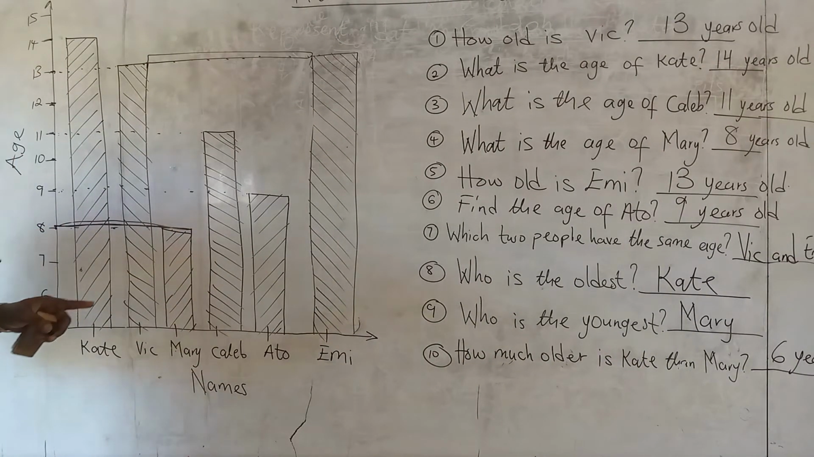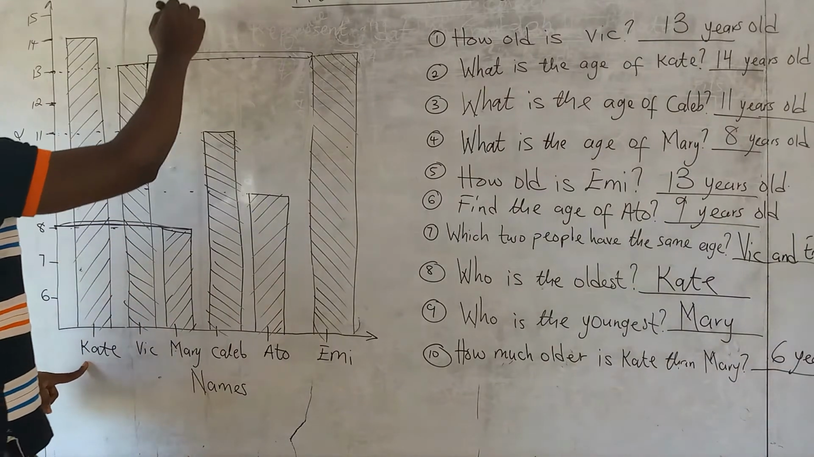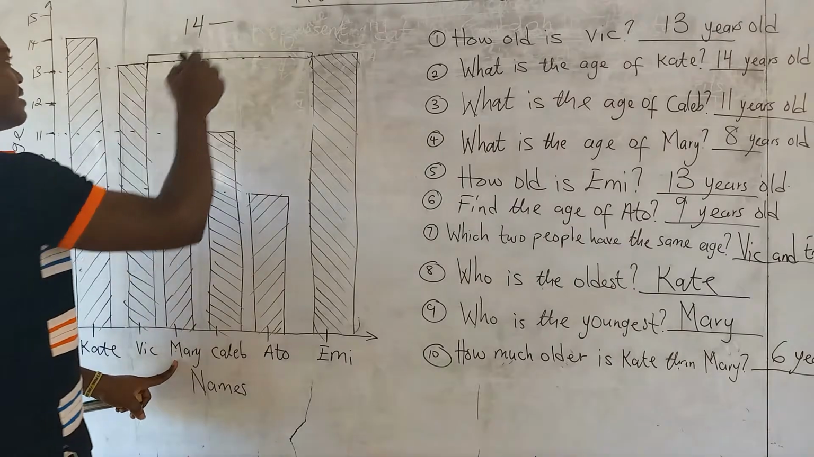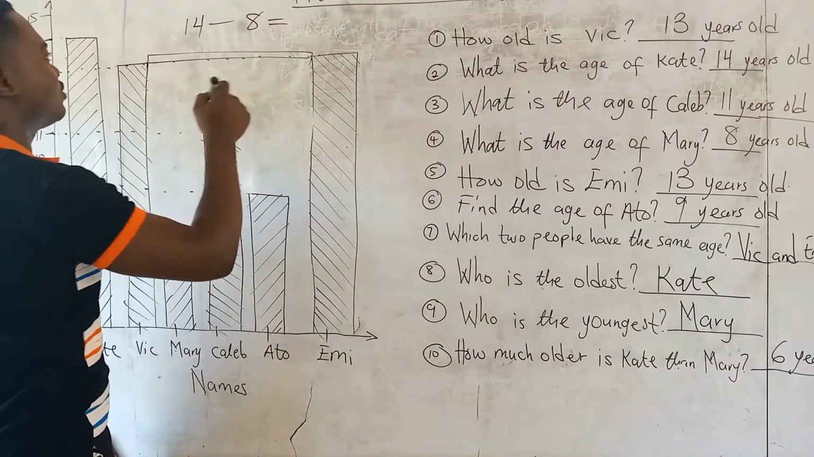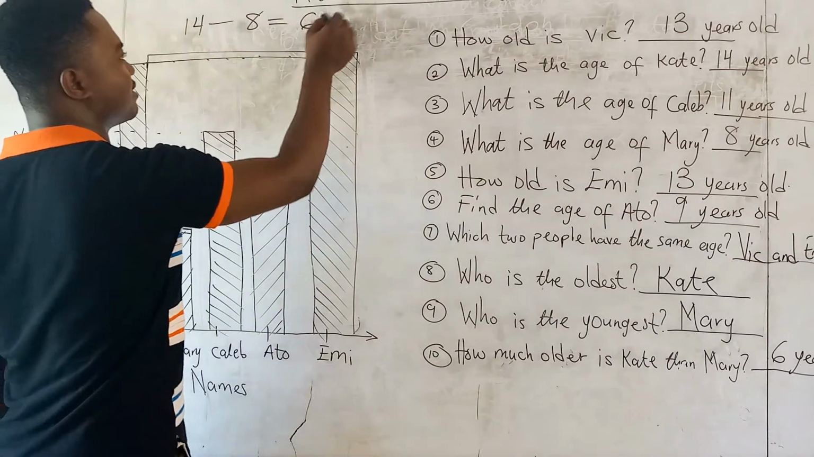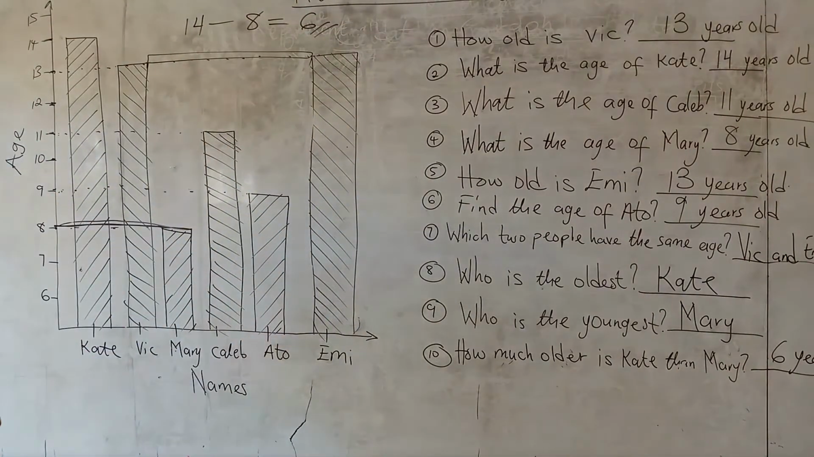6 years older. So to get it, you find the age of Mary. You can even do a simple math. Kate is what? 14 years. Minus Mary's age, Mary is 8 years. So if we subtract 8 from 14, we are going to have what? 6.